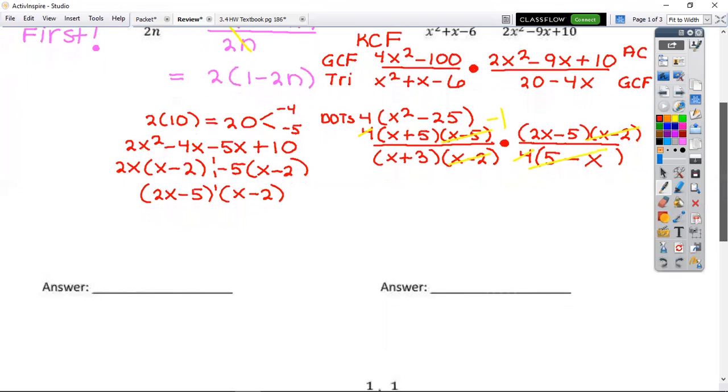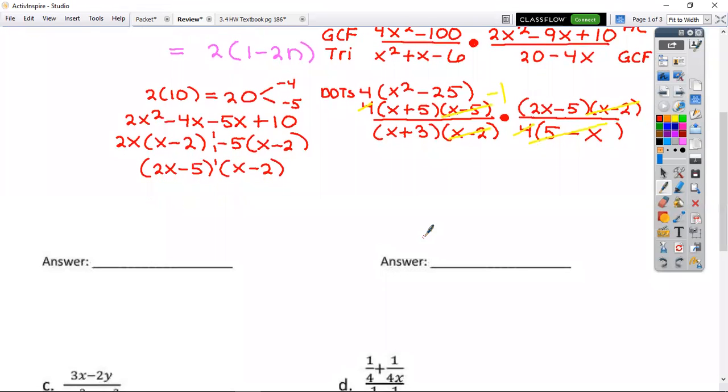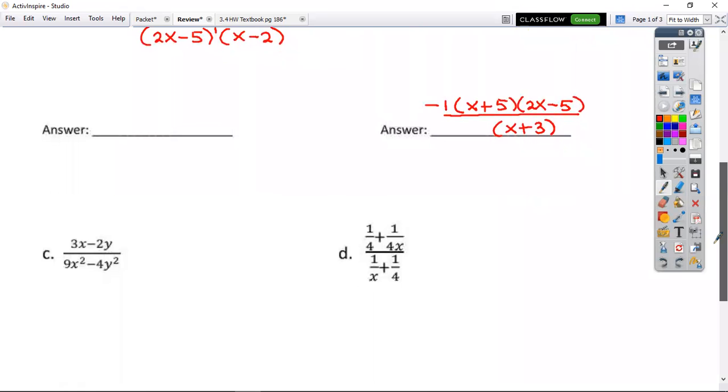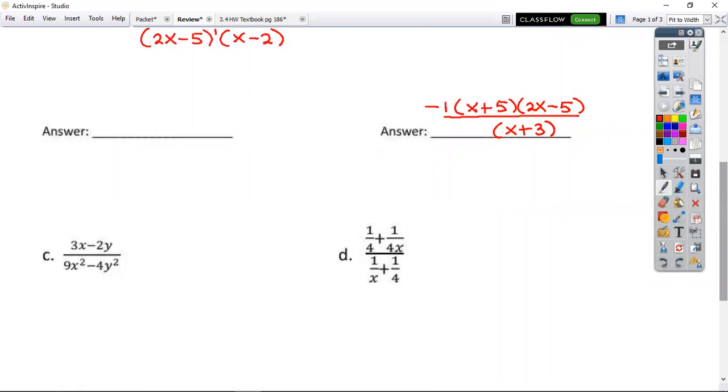And then answer. So what remains here is this -1. You can just do this if you'd like. And then I have the factor x plus 5. And then I have the factor 2x minus 5. And then on the very bottom, I have x plus 3. You do not need to take it any further than this. So that is an equivalent answer, and you're done. Okay, just a lot of heavy factoring with that one. And of course, that means you have questions too. But hopefully these are getting better too, because it is your 3rd day of review.